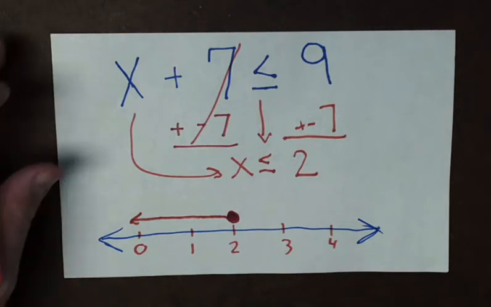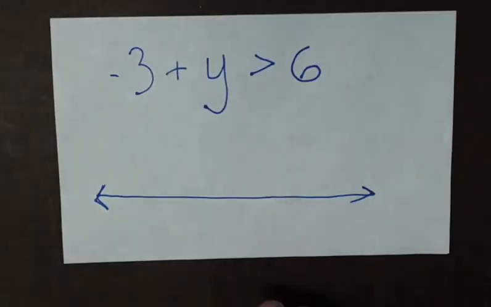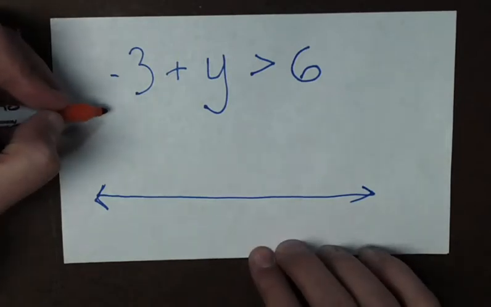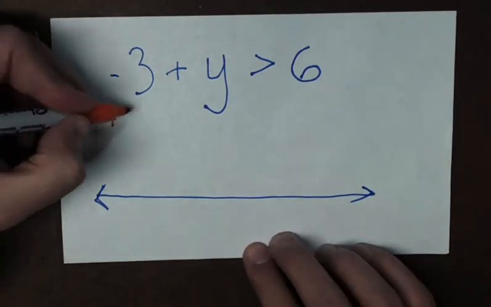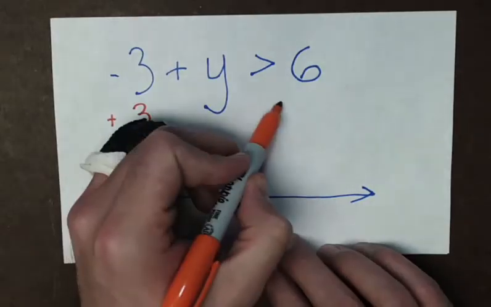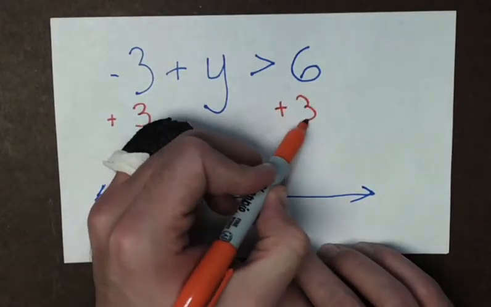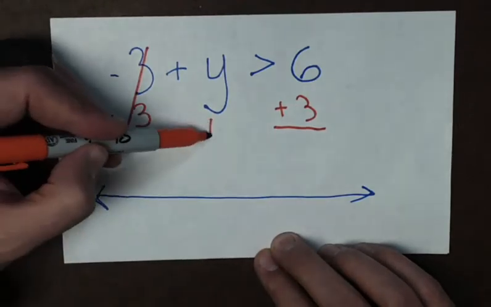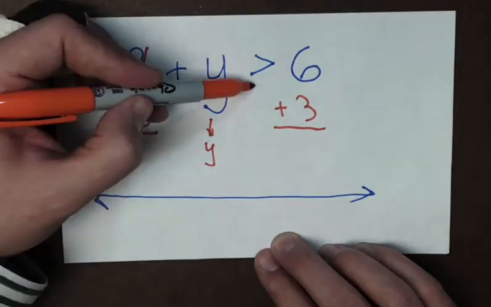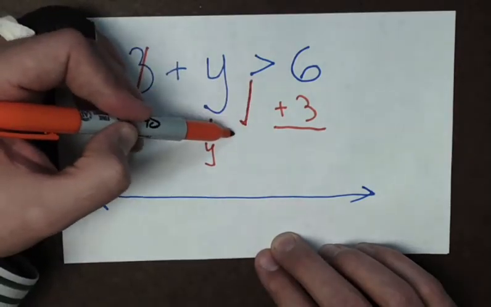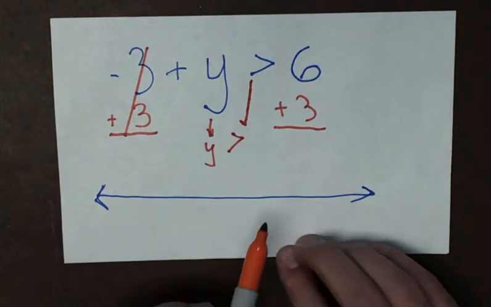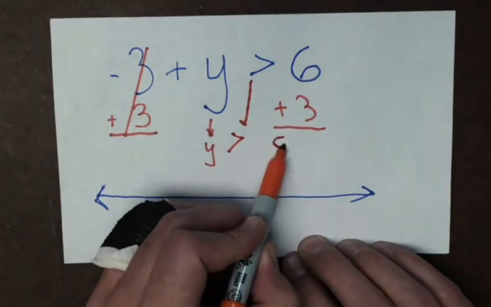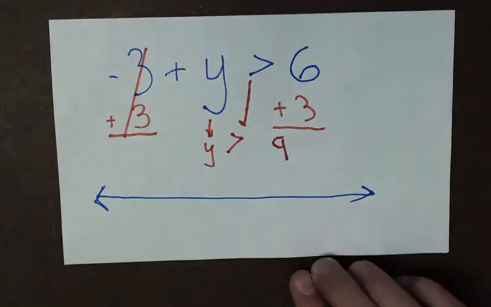Okay, here we go. Next example. We have negative 3 plus y is greater than 6. We're going to add the opposite of negative 3, which is positive 3. We're going to do that to both sides. The positive and the negative 3 cancel out. We've isolated our variable. The sign gets brought straight down. And 6 plus 3 is 9. So y is greater than 9. Anything greater than 9.